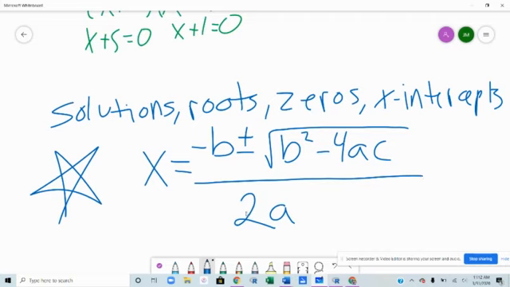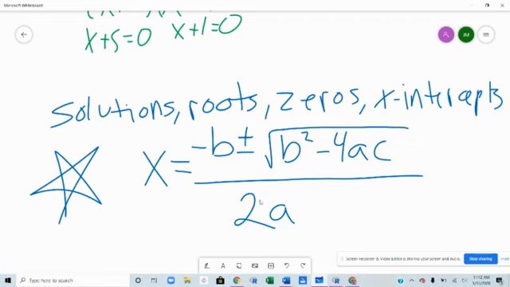The whole thing is divided by 2 times a. Notice that b squared minus 4 times a times c, that's the part that's under the square root. So this 2a is not under the square root, it's under the fraction bar. The whole thing is being divided by 2a. So this is what you will need to be memorizing, and we'll be able to use.